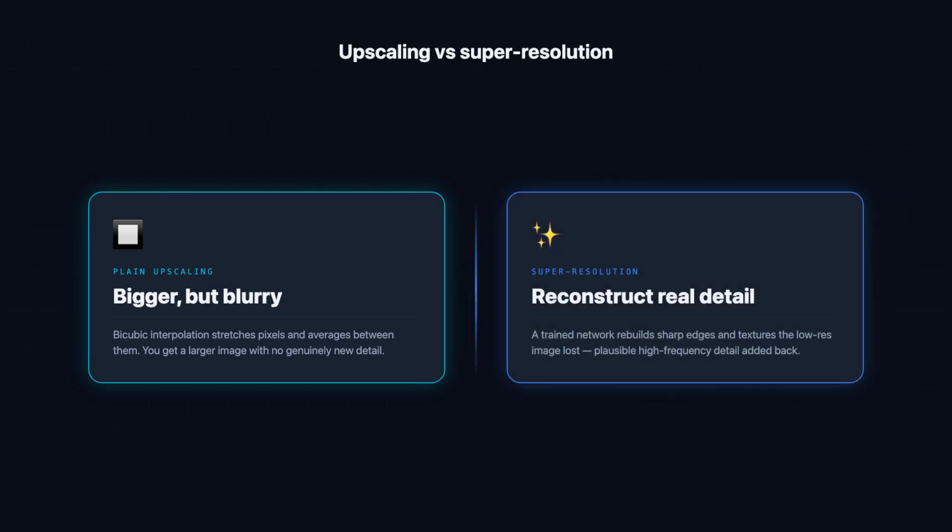The learned approach is completely different. Instead of averaging neighboring pixels, a trained network reconstructs the sharp edges and textures that a low-resolution image lost. It has seen millions of images, so it knows what skin, brick, and hair are supposed to look like up close, and it fills that plausible high-frequency detail back in. The result genuinely looks captured, not stretched.